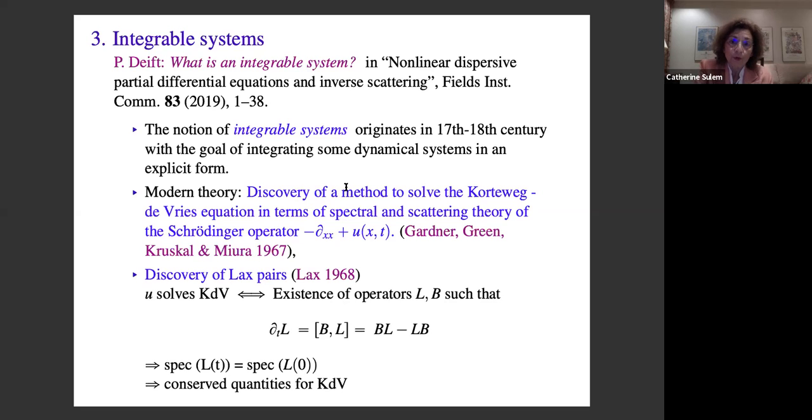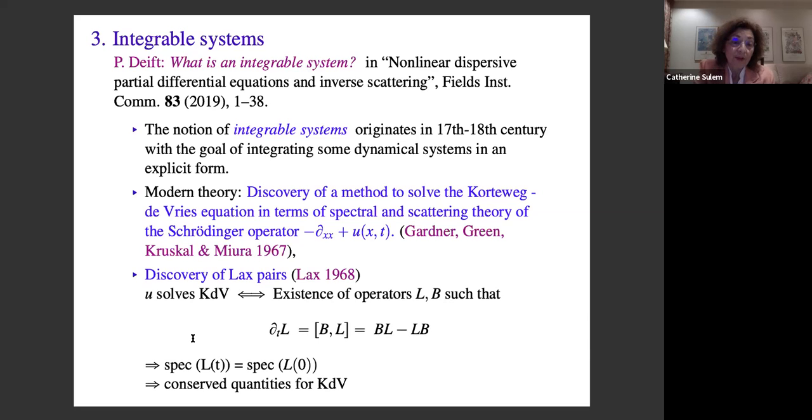This method of solving KdV was very shortly followed by the discovery of what we call Lax pairs by Lax, which says that if you solve the Korteweg-de Vries equation, then there are two operators, the pair L and B, such that, u being a solution of this KdV, there is a relation between L and B in this form. A consequence of this Lax pair is also that the spectrum of this operator L does not change in time.